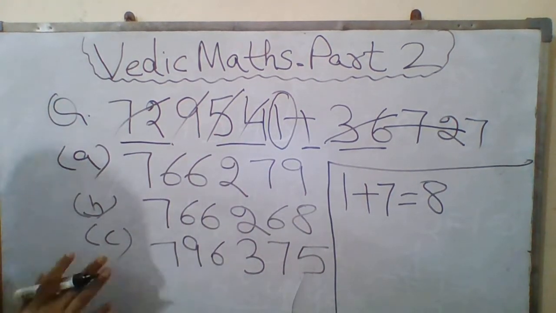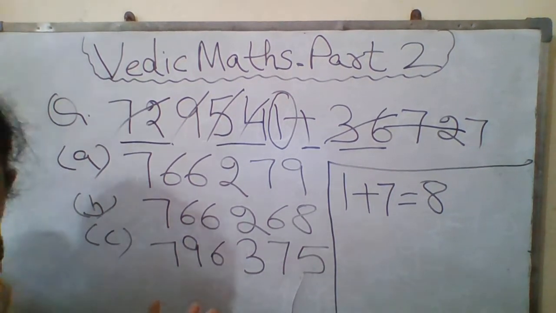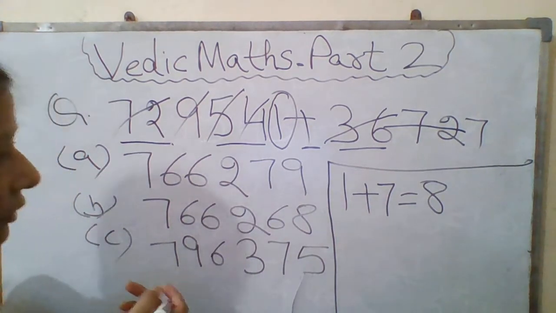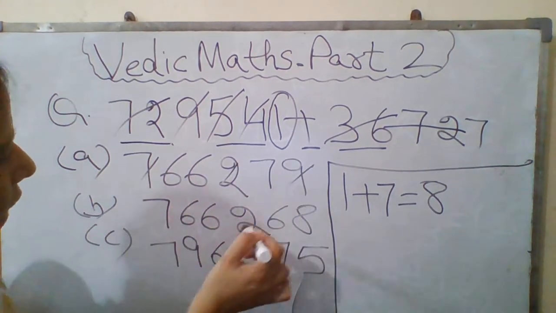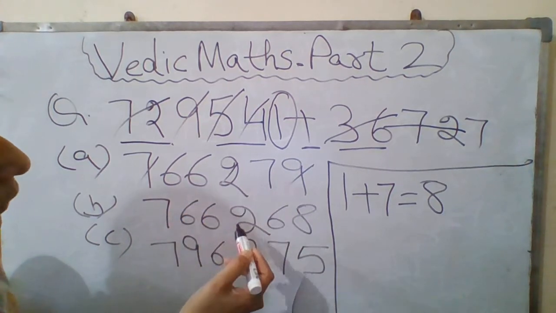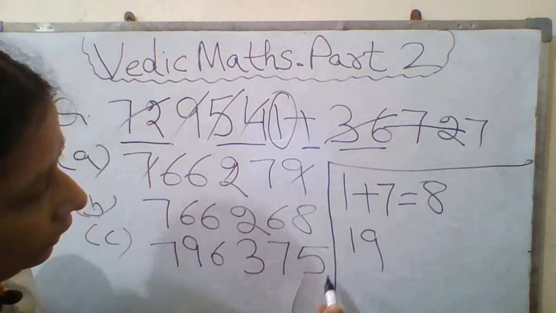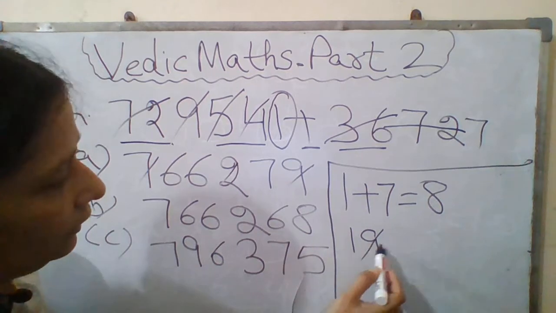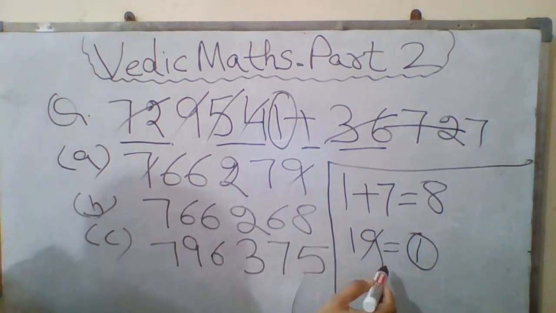Now I have given you 3 options, and from these 3 you have to find the correct option. How will you find it? Find the DR. 7 plus 2 is 9, cut this. 6 plus 6 is 12, 12 plus 7 is 19. Writing 19 here, you can cut this 9. So what is the DR here? DR of the A part is 1 only.